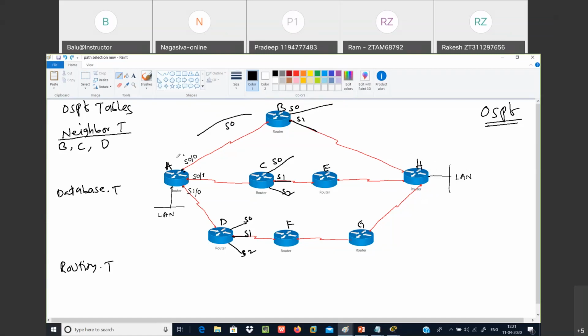What A is doing is, the two links information will be updated in the database table: serial 0 and serial 1 via B router. Now we'll send the acknowledgement. Thanks for the update. So B, you are not only my neighbor, you have two more neighbors. Let me check with my other two neighbors also. Sending the message to C: hello C, I'm trying to reach H.